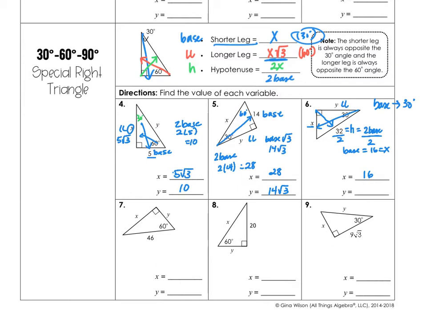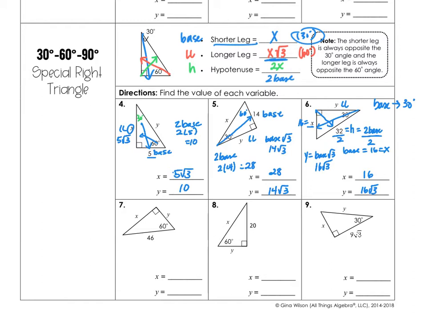Now once you have the base, you can find the longer leg, which is Y. So we have the base is 16, and our longer leg is always our base times root 3. So our base is 16 times root 3. So 16 root 3.